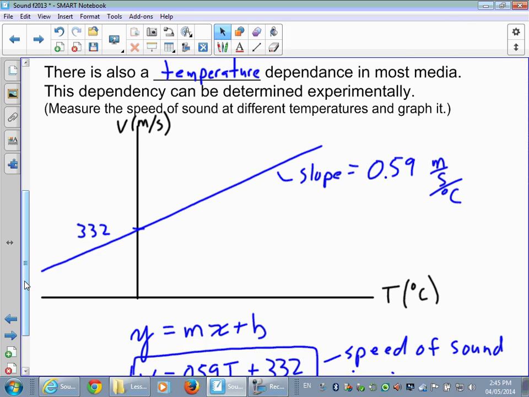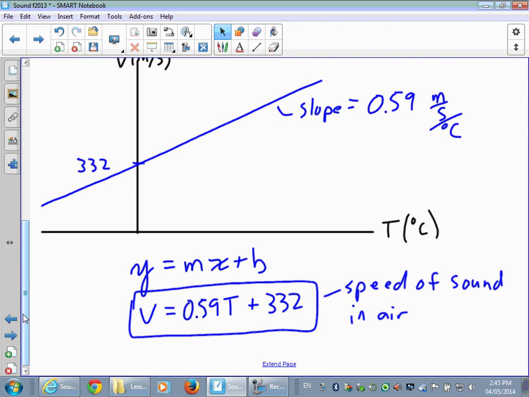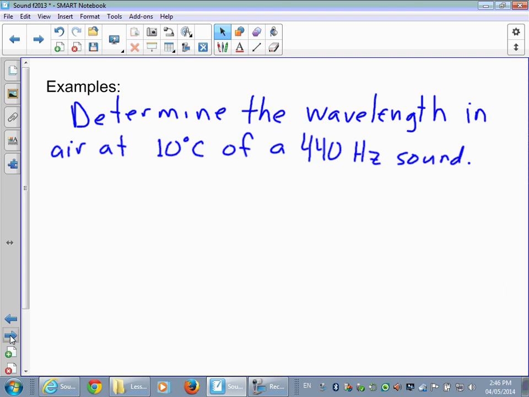But for all reasonable values of air temperature, we don't really need to talk about what's going to happen to air when it condenses or freezes. We'll just look at reasonable temperatures anywhere from, say, minus 20 to maybe air temperatures inside furnaces or stoves that could end up in the hundreds of degrees Celsius. This graph will work. So let's use it in an example. It's a fairly simple example on the next page here. Determine the wavelength in air at 10 degrees Celsius of a 440 hertz sound.